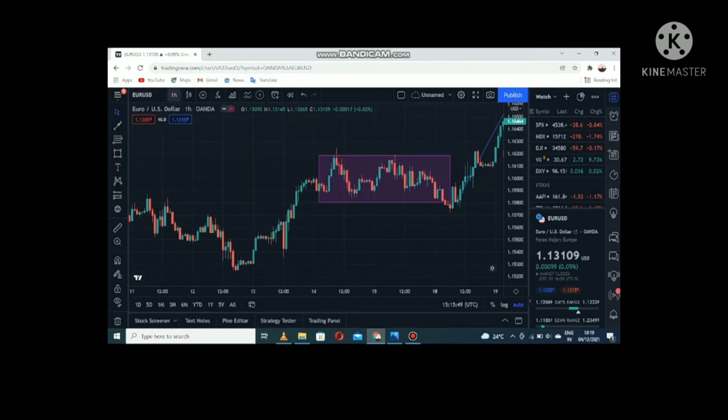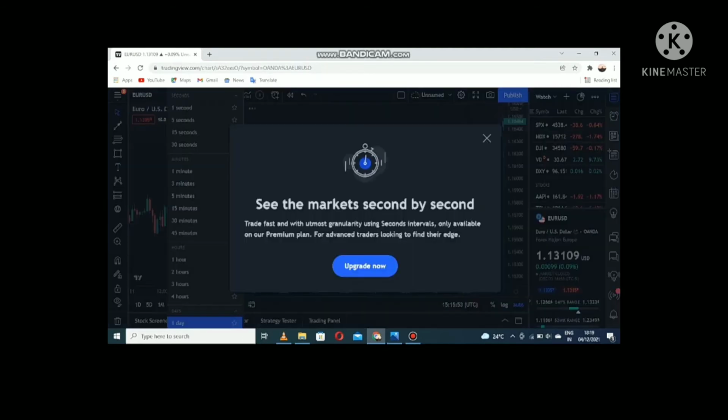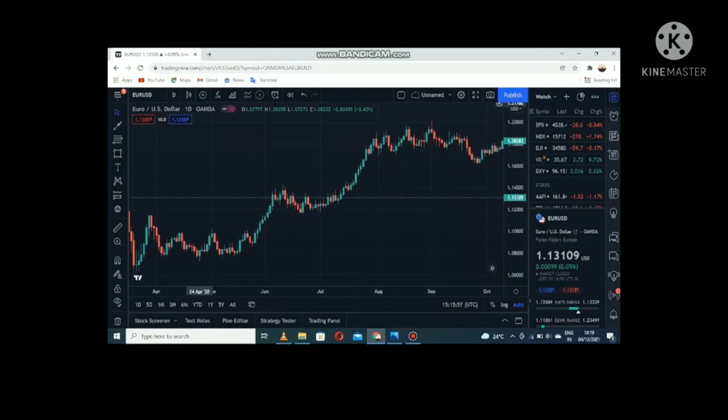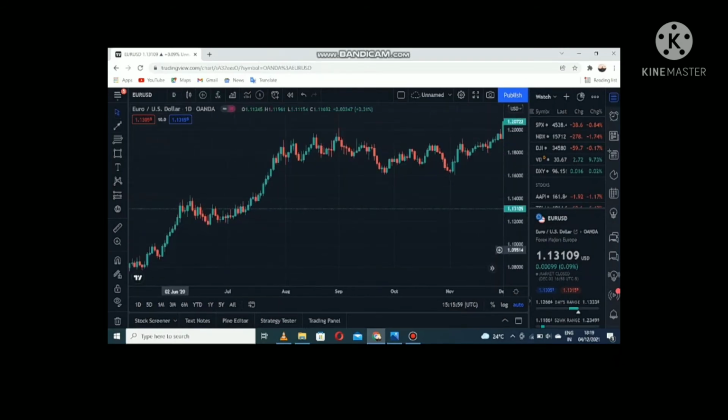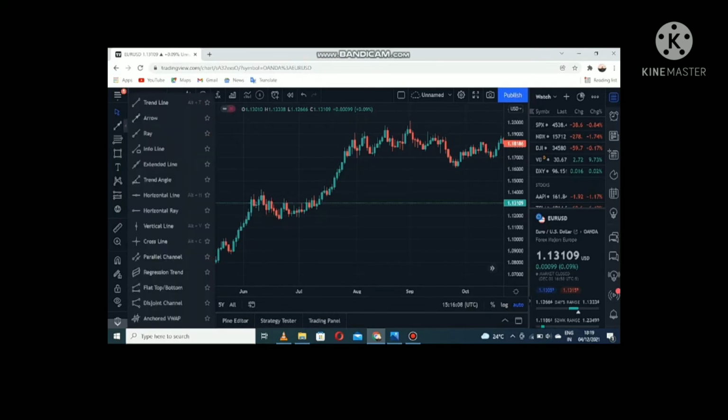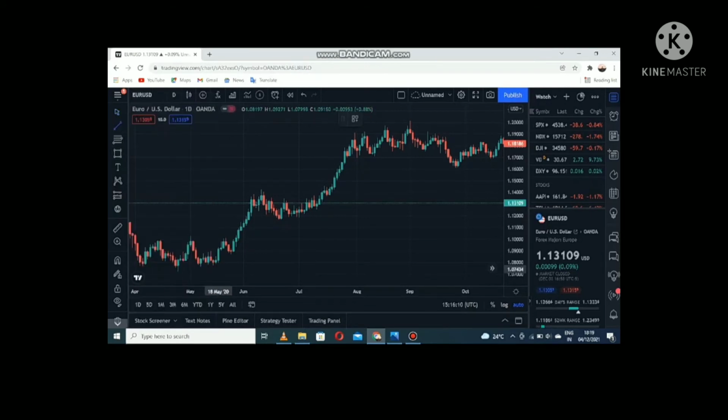About the time frames, for day trading, I recommend you start from the daily time frame. We look into the 4 hour, then the 1 hour, 30 minutes, then 15 minutes for our entries. So basically I'm going to start from a higher time frame.